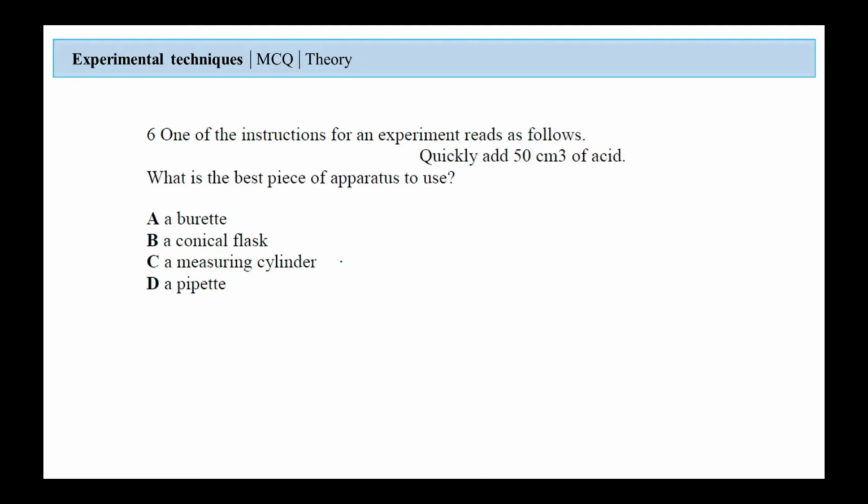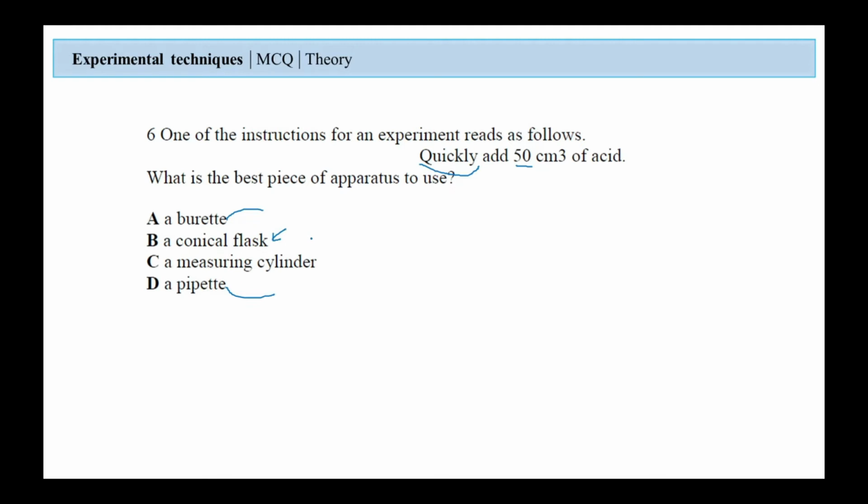For the sixth question, one of the instructions for an experiment reads as follows. Quickly add 50 centimeters cubed of acid. What is the best piece of apparatus to use? Is it a burette, conical flask, measuring cylinder, or a pipette? In the course, we said that the burette and the pipette are apparatus which give accurate volumes and which need precision. So if we want to add 50 centimeters cubed quickly, those two apparatus are not used. Also, the conical flask is not a graduated apparatus.